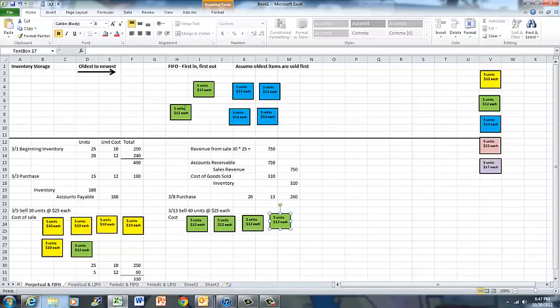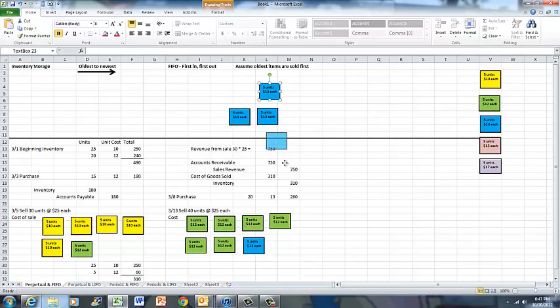20, 25, and 30. Well, the customer is going to say to us, hey, can't you count? I asked for 40 units. You've only given me 30 units, so we have to give the customer another 10 units. So the only ones that we have to choose from are the $13 units.